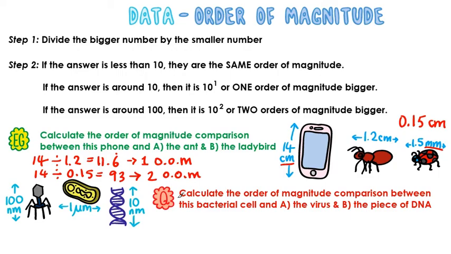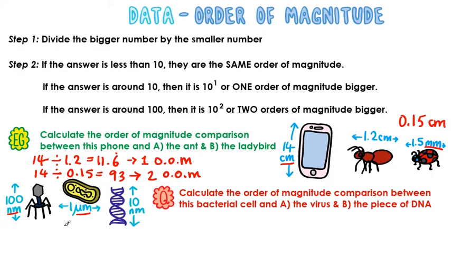Ready? This time we're calculating the order of magnitude comparison between this bacterial cell and the virus. So you need to spot which one's the bacterial cell first. It's this one, and it's 1 micrometers long, and the virus is 100 nanometers long. So immediately we've got some different units. As we can see that the next one, the DNA, it's also in nanometers. It's going to be easier if we turn the micrometers into nanometers. So we're going to multiply by 1000 as our number is getting to a smaller unit, and that gives us 1000 nanometers.